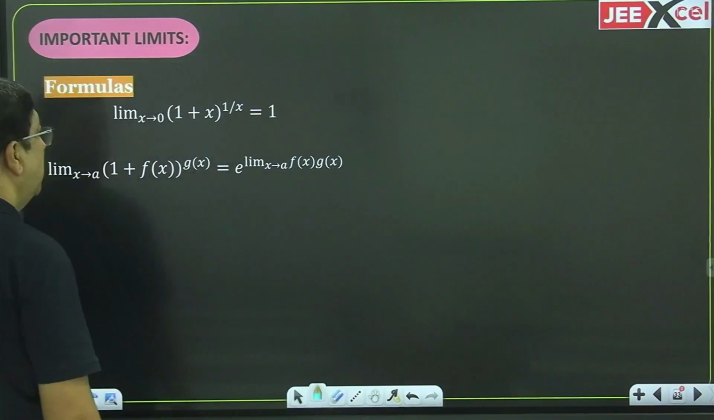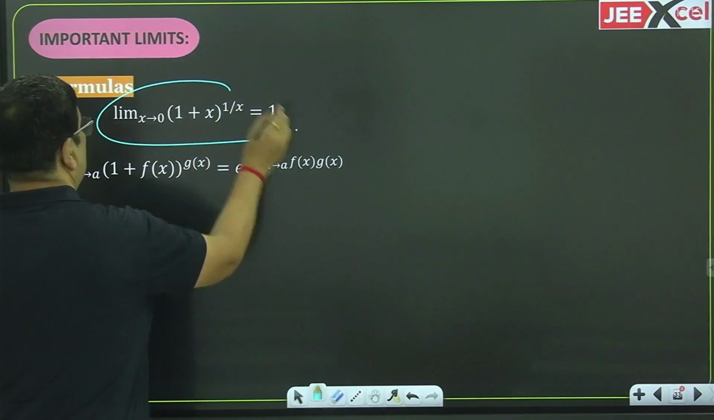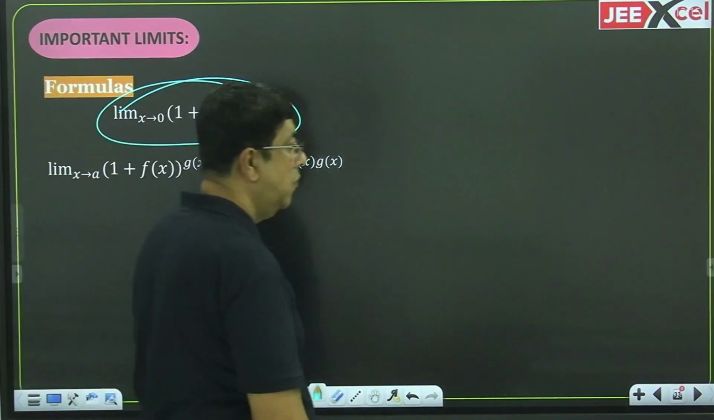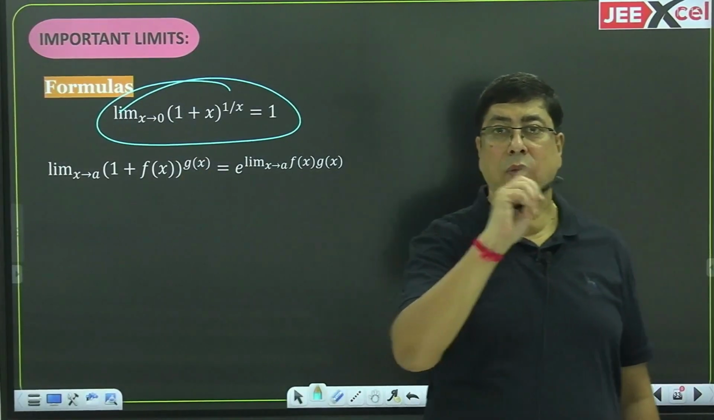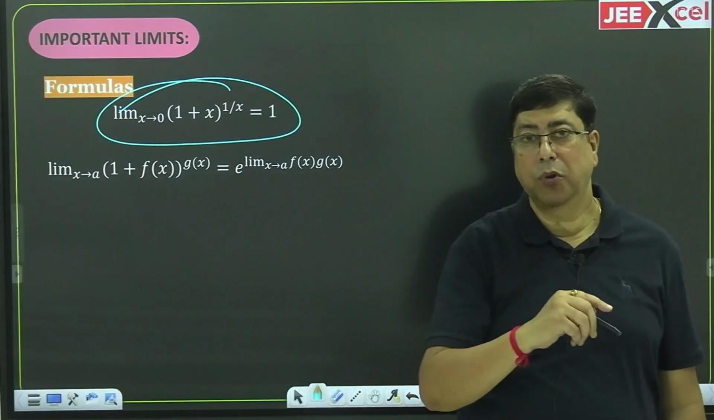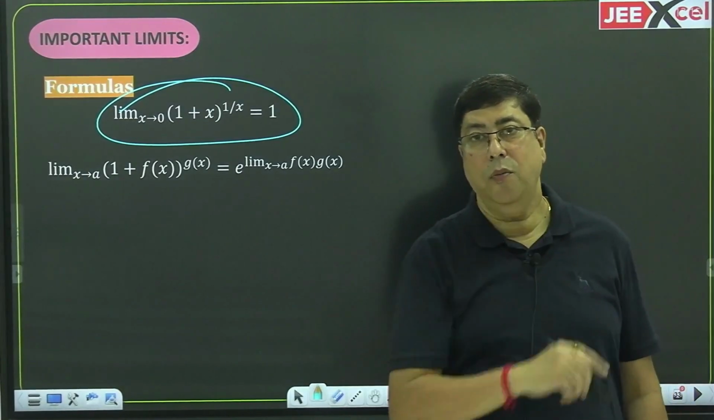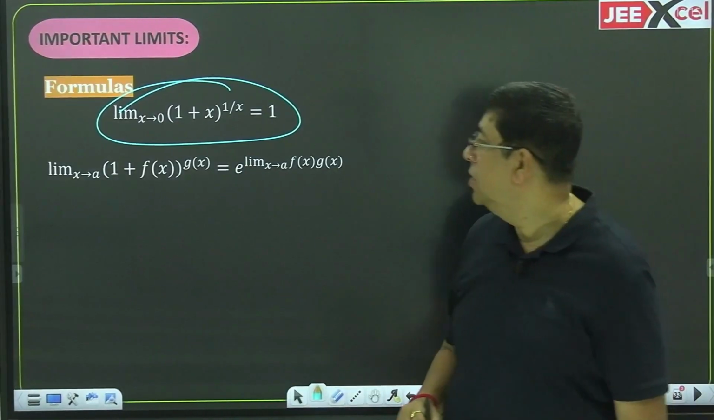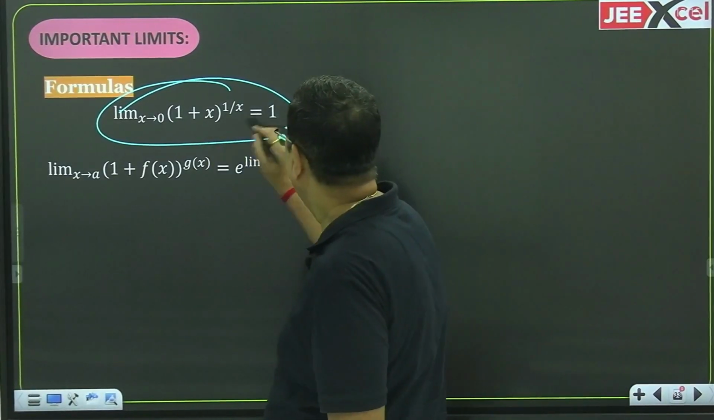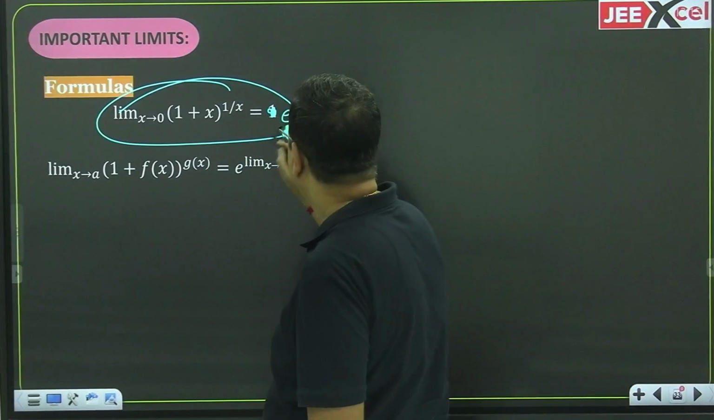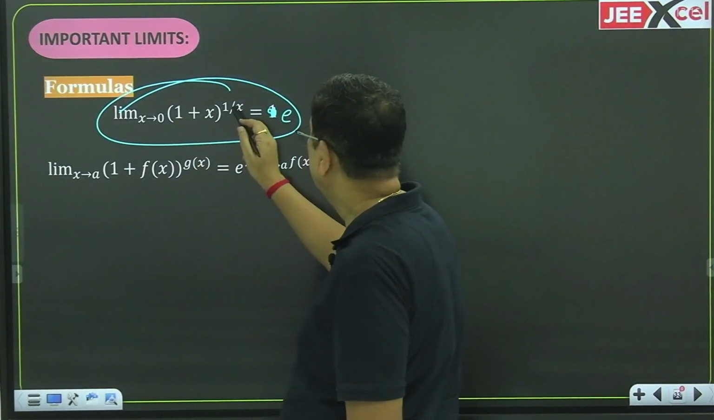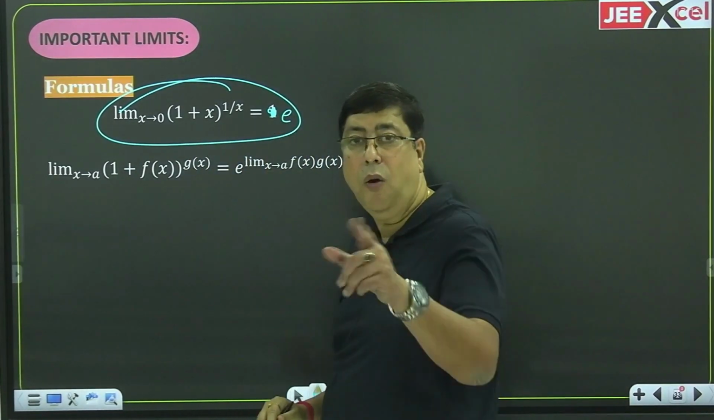Now let us come to the next formula. This is another important formula everyone, and this is under 1 to the power infinity. So put 0 in place of x, this is 1 to the power infinity form. So this is limit x tend to 0, 1 plus x whole to the power 1 by x equal to e. There is one more form of this.